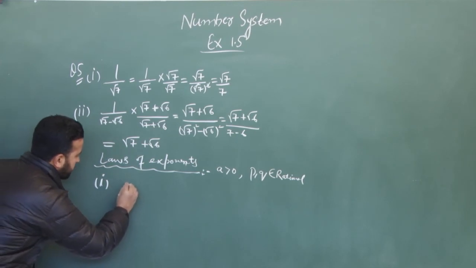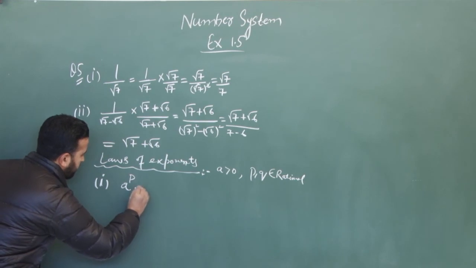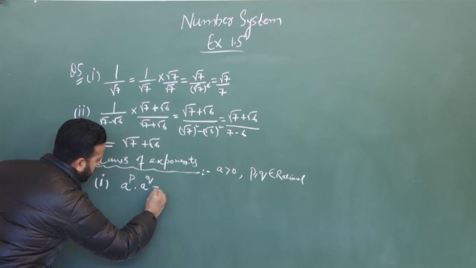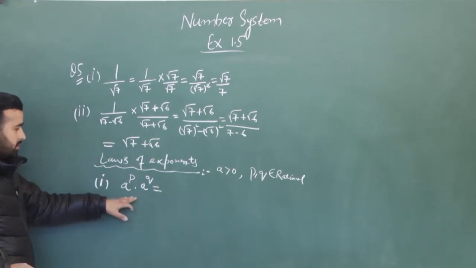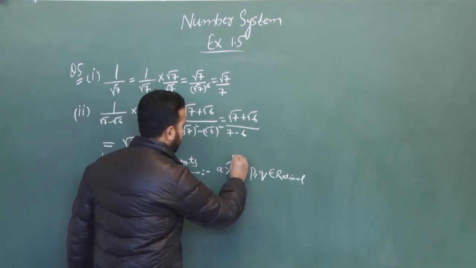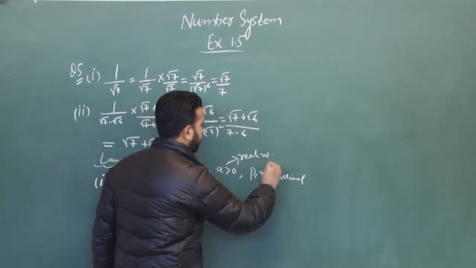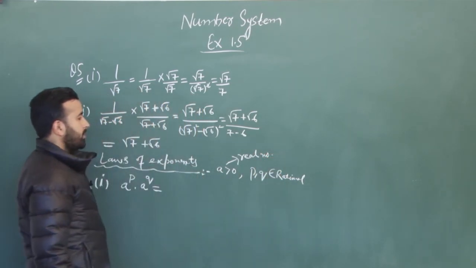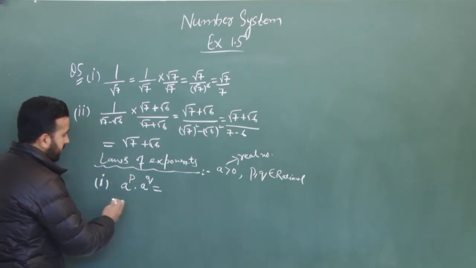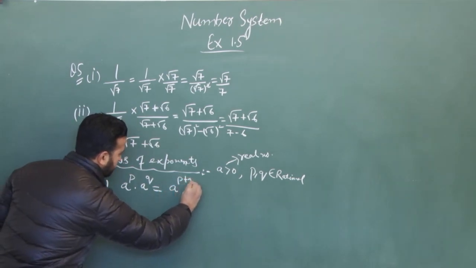in case of multiplication, if we have a to the power p multiplied by a raised to the power q, this is always equal to, remember, when bases are the same, here a greater than 0 is any real number, and p, q belong to the rationals. In this case, if we use the multiplication operation, when bases are the same, powers will be added: a to the power p plus q.